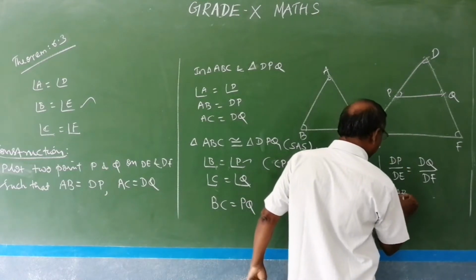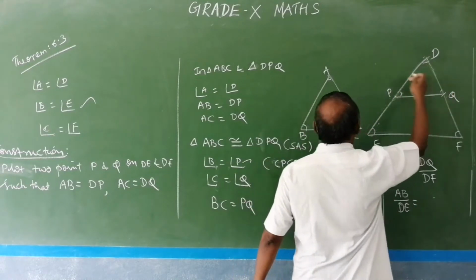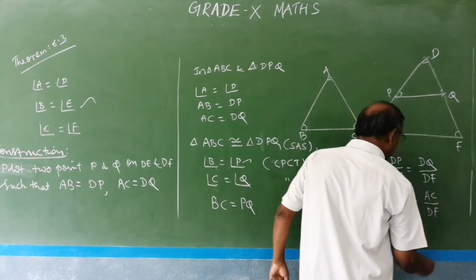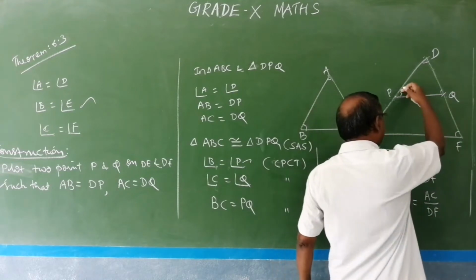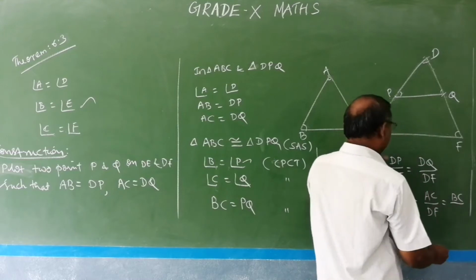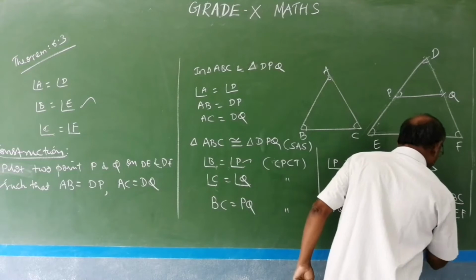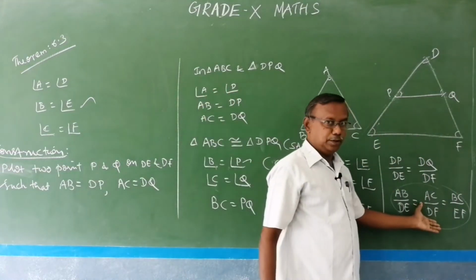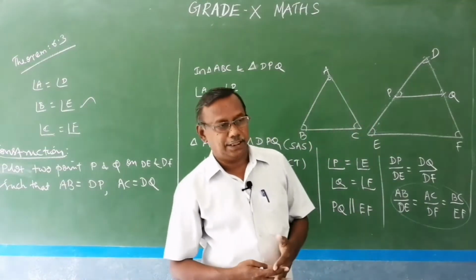Therefore AB by DE is equal to, instead of DQ we can write AC, so AC by DF. And similarly we can prove BC by EF by taking PQ on the other two sides. So the angles are equal, that is given. We have proved the sides are proportional. Therefore these two triangles are similar to each other.